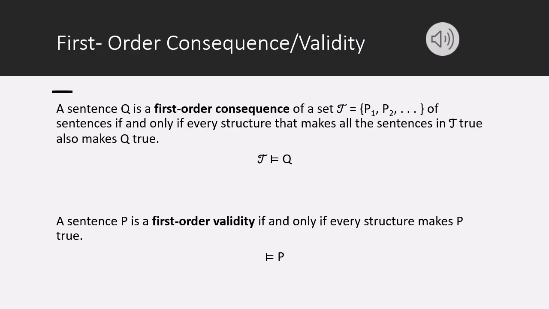This also allows us to introduce the notion of a first-order truth, or what we also call a first-order validity. A sentence P is a first-order truth if and only if every structure makes that sentence true. In that case, we don't have any premises at all, so we don't write anything on the left side of the double turnstile, and we just say that P is a logical first-order truth.